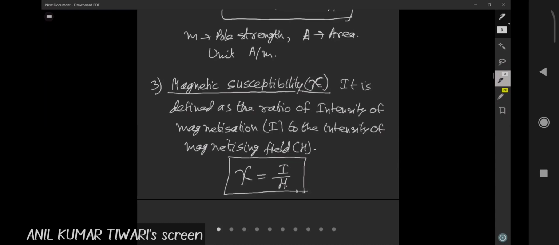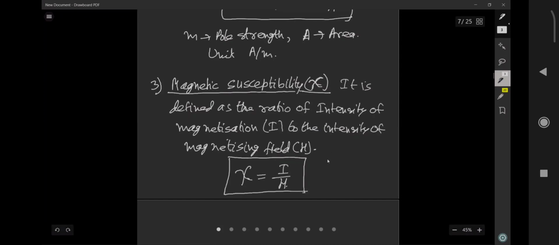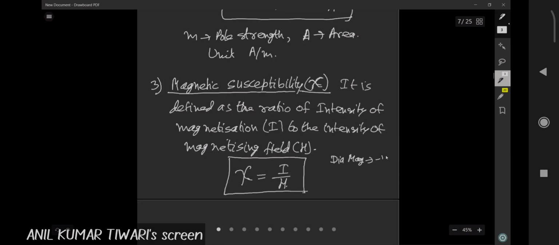So the magnetic susceptibility, if we are going to talk about the paramagnetic, diamagnetic: negative and small. Why negative? Because it is developed in the opposite direction. Why small? Because I is less and H is very high. It acquires a very small magnetization when a strong field is applied.